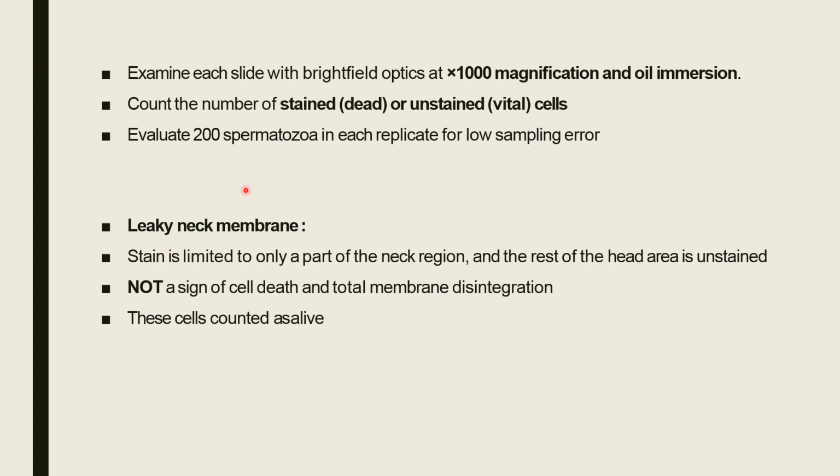There could be disorder like leaky neck membrane. So stain is limited to the neck region, and the rest of the head area is unstained. It means the membrane of the neck is damaged. So there could be disintegration of cell membrane, but it means the cell is alive. These cells that have leaky neck membrane, where only the neck area is stained but the head is not stained, would be counted as alive.